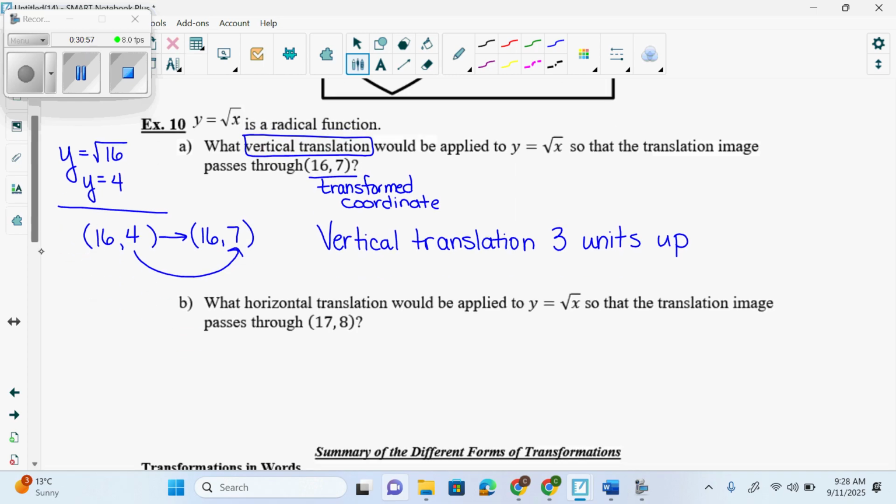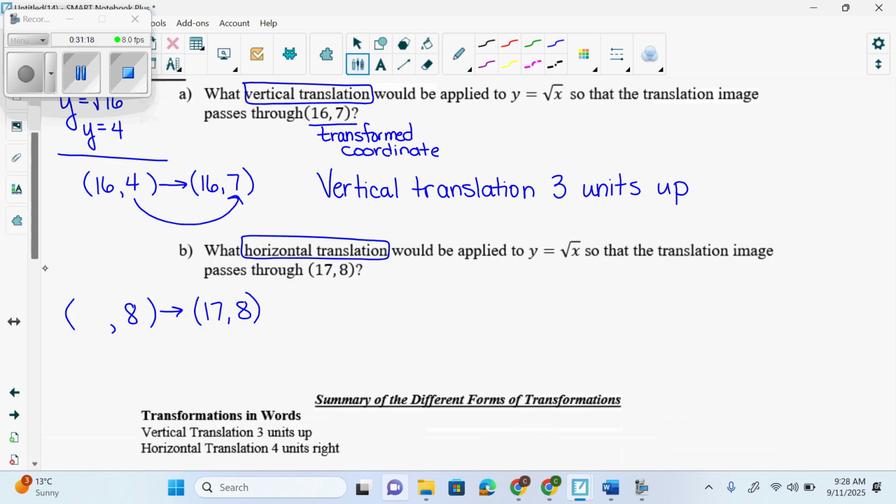How is B different? B has what? Horizontal translation this time. So what's staying the same? The y. So this is an 8. Becomes 17, 8. So now I have to solve for the x, correct? So I'm going to get y equals root x. So 8 equals root x. How do I get rid of the root to get x? Square both sides. So x equals 64.